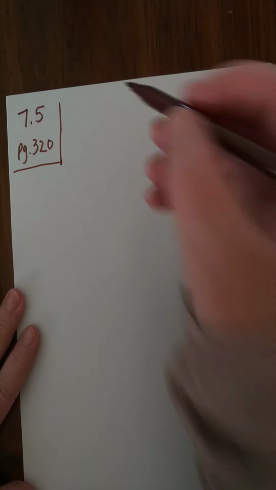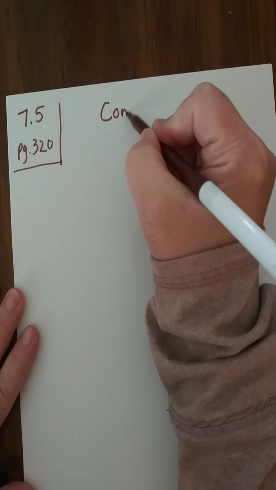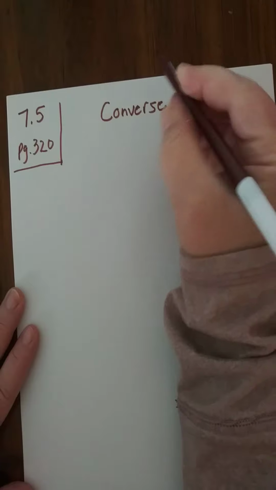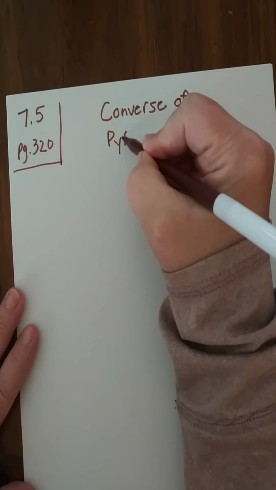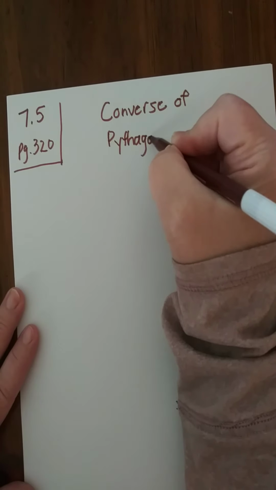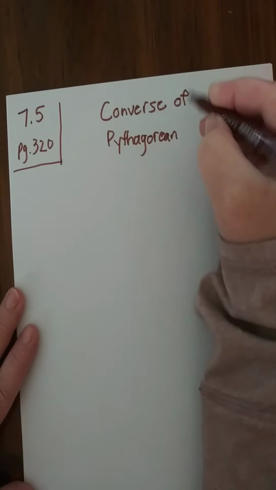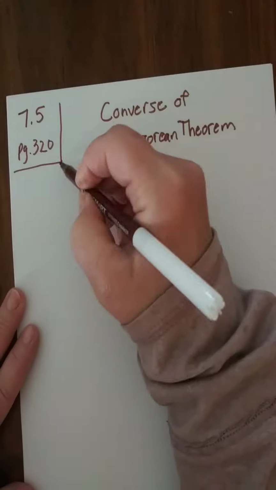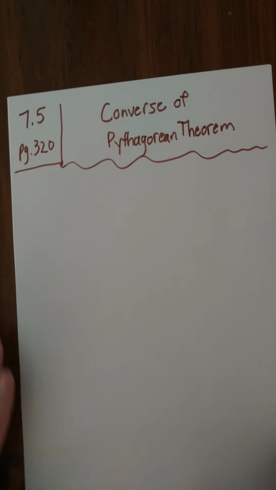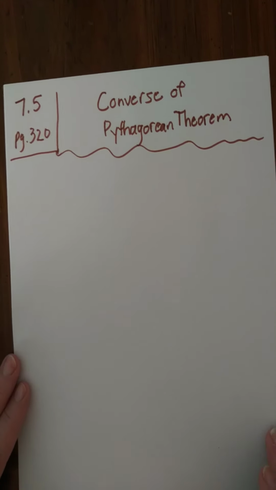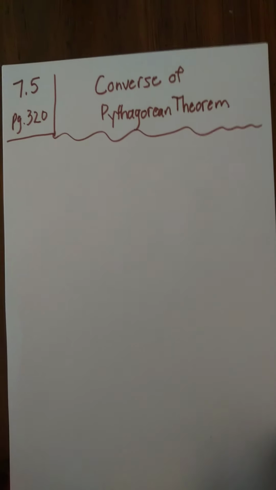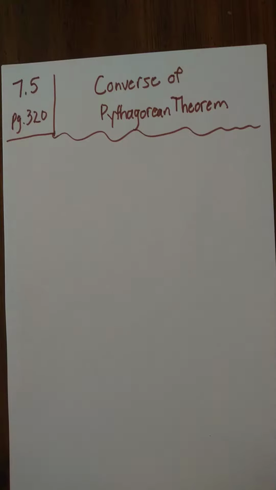What we're doing today is something called the converse of Pythagorean theorem. Section 7.5 is split up into two different parts. We're going to do one part now. The other part is about distance, and we'll work on that next week.